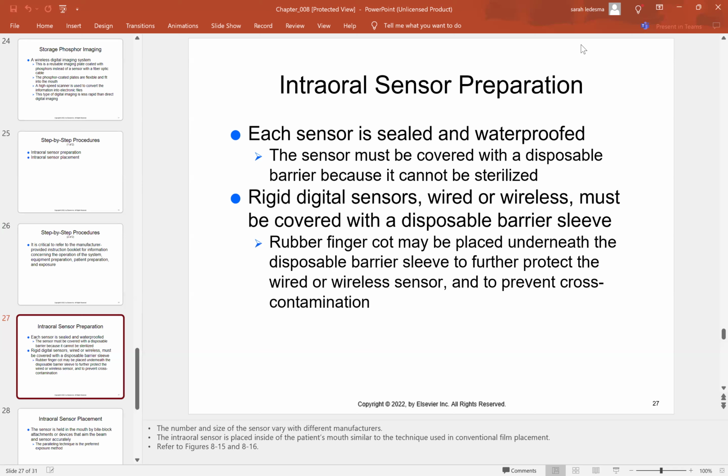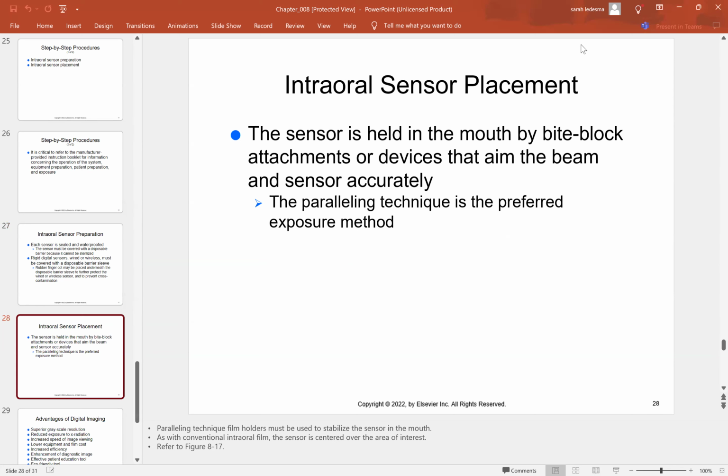Intraoral sensor preparation. Each sensor is sealed and waterproofed. The sensor must be covered with a disposable barrier because it cannot be sterilized. Rigid digital sensors, wired or wireless, must be covered with a disposable barrier sleeve. Intraoral sensor placement. The sensor is held in the mouth by bite block attachment or devices that aim the beam and sensor accurately. Paralleling technique is preferred.